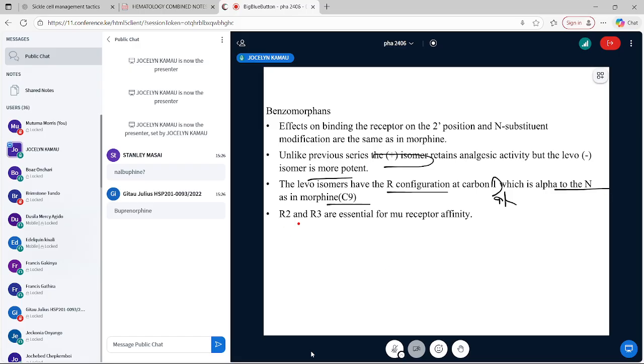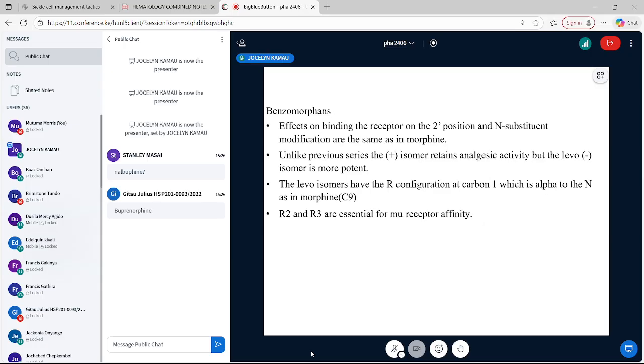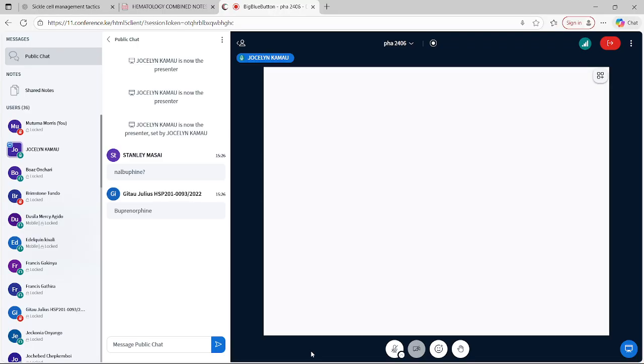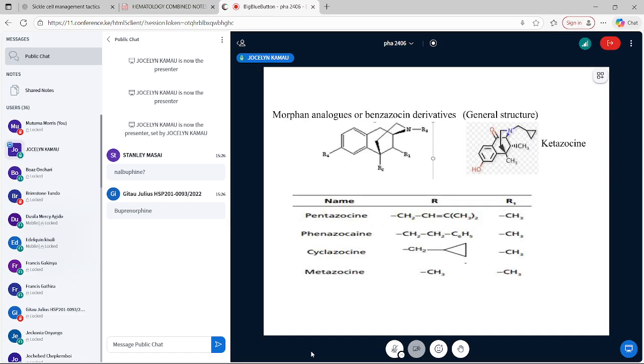R2 and R3 are essential for mu receptor affinity, and they must be retained. You remove them, and once you remove them, then you find that the activity changes. We have said, you can see this compound, although R1 and R2 and R3, kindly note, R2 is not allowing for any other change, and we will not get any compound with any other group at that position but a hydroxyl group. No other group.